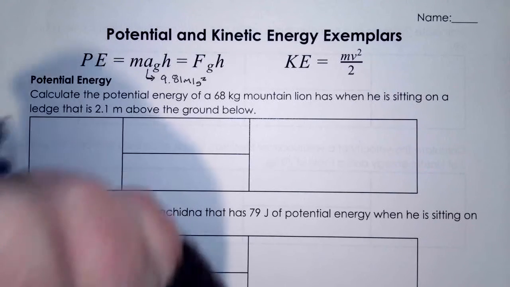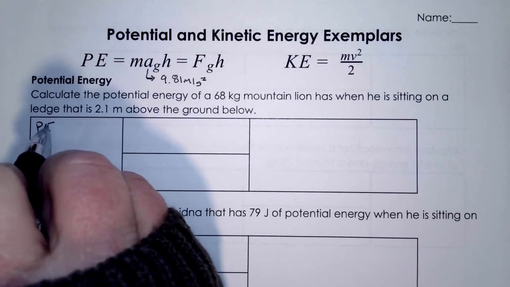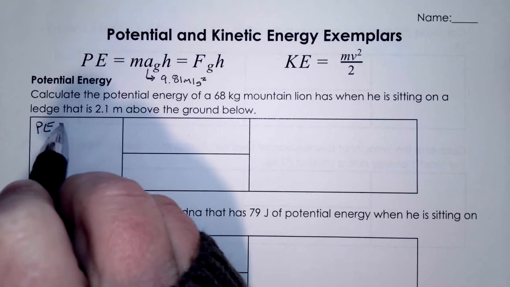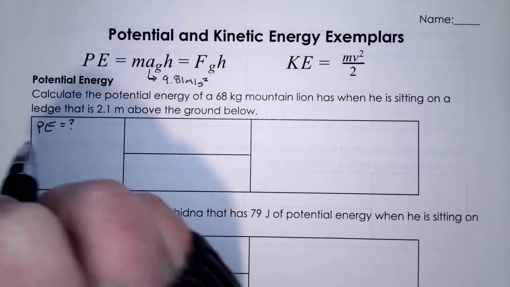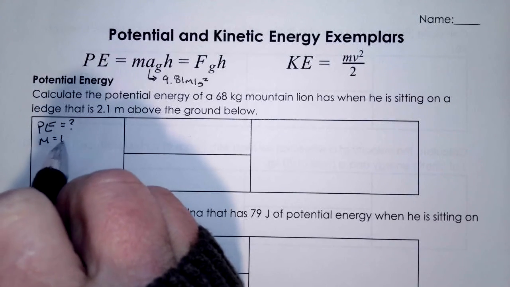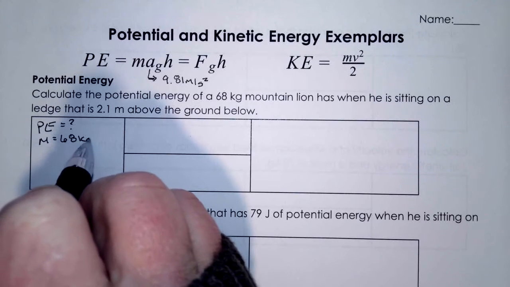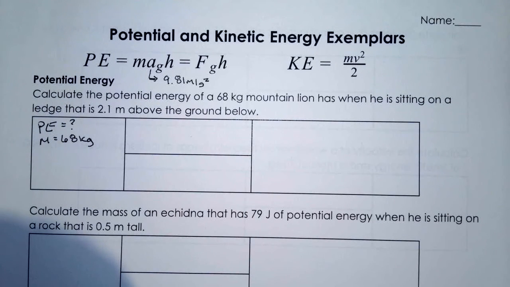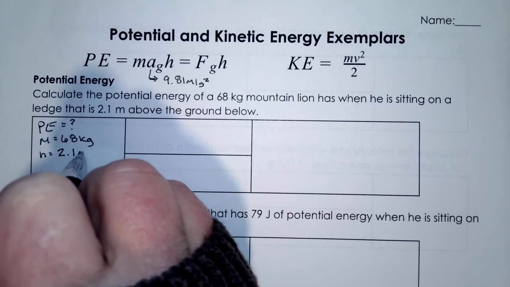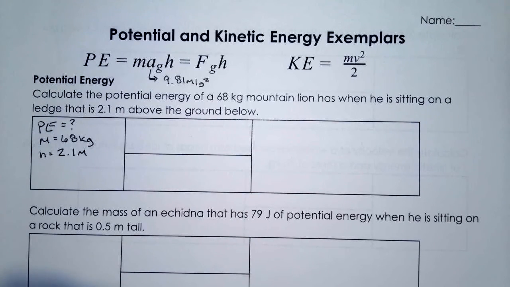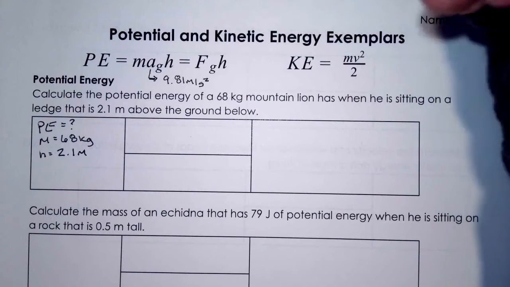So calculate the potential energy. So we're looking for PE equals... of a 68 kilogram mountain lion. Kilograms is a unit of mass, as you know, 68 kilograms. What is the potential energy he has when he's sitting on a ledge that is 2.1 meters above the ground below? Now, let's look at our formula and see what we have.